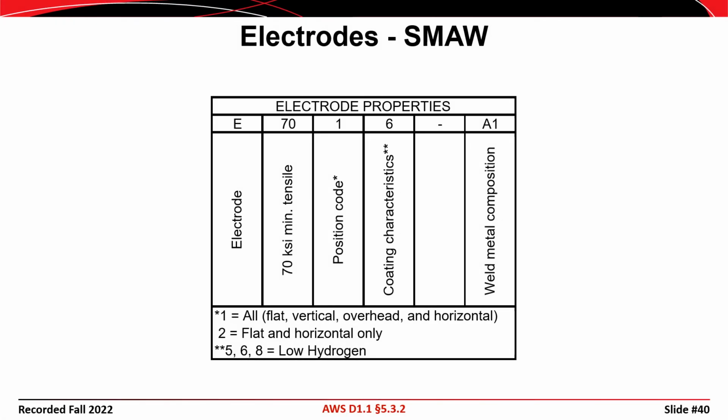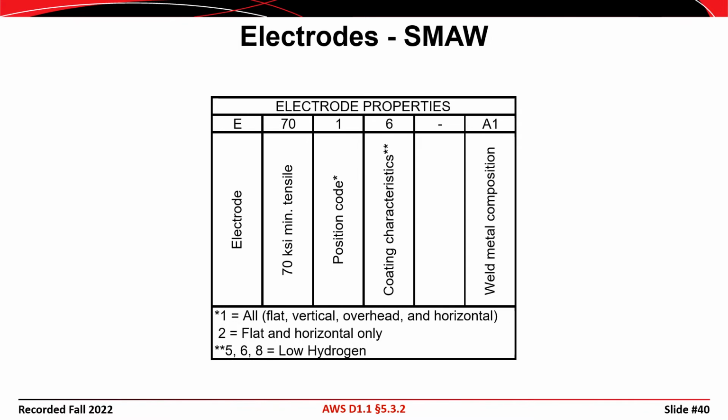All right, I'll spend a few minutes here talking about electrodes, but I'm not going to go into too much detail, at least in this recording. There are a number of different electrodes available, and the electrode designation differs for each of the different welding processes. As the engineer of record, what you're worried about is the first 2 numbers that appear after the E. In this case, an E70 means that the electrode has a 70 KSI tensile strength. The third number indicates the position code.